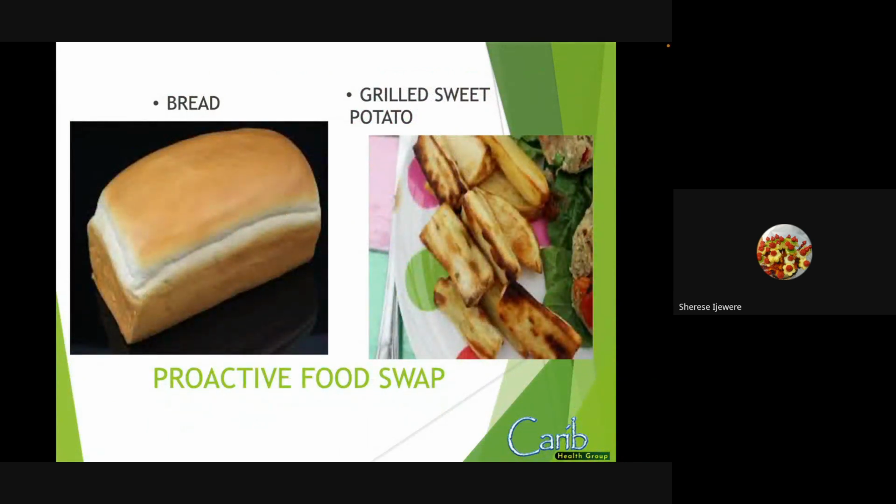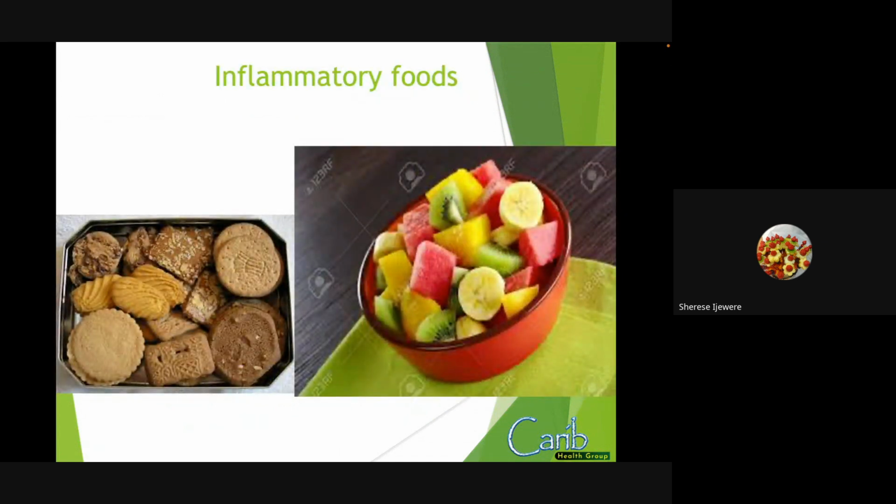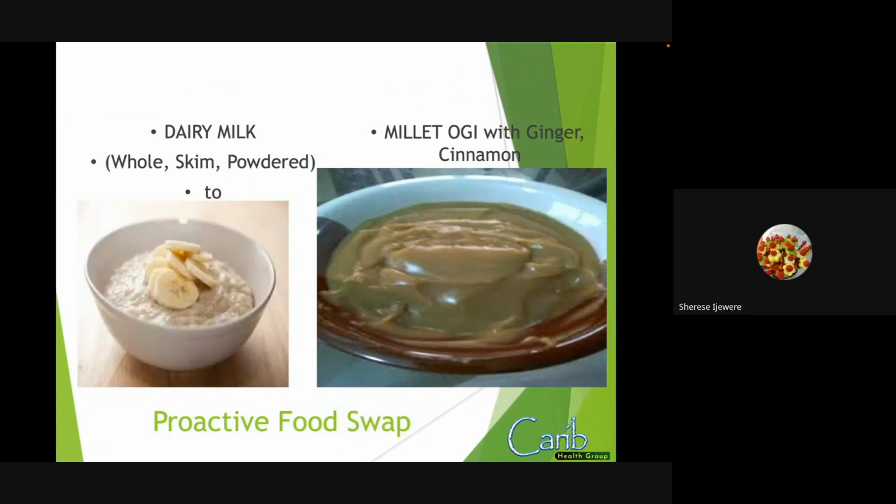Now, looking at proactive food swaps, when we educate and counsel patients, we're also giving them practical examples. So instead of bread, go for the grilled sweet potato. Make sure there are vegetables with these items. Inflammatory foods such as biscuits can be switched out for certain fruits, low glycemic index fruits that are in season. You always want to eat what's in season. Instead of using dairy, of course, you can use plant-based milk.